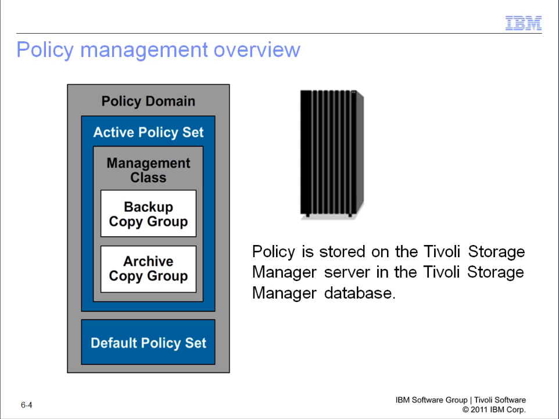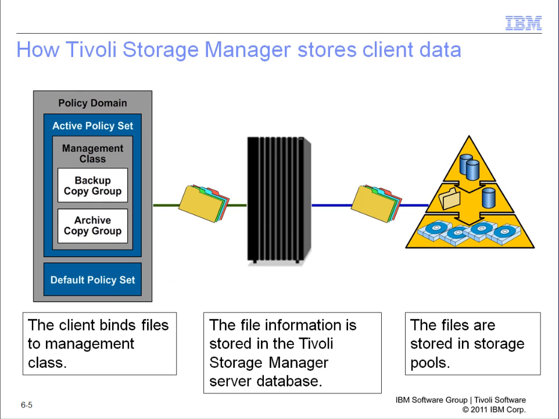The policy set will be a collection of management class definitions, and a management class is a collection of management attributes that describe the backup and archive characteristics. After you've created your policy, you're going to bind client files to the management class. All this information is going to be stored in the database, where the files themselves are going to be stored in storage pools. We've talked about destination pools, the default being backup pool and archive pool. Policy associates client nodes to these destinations.